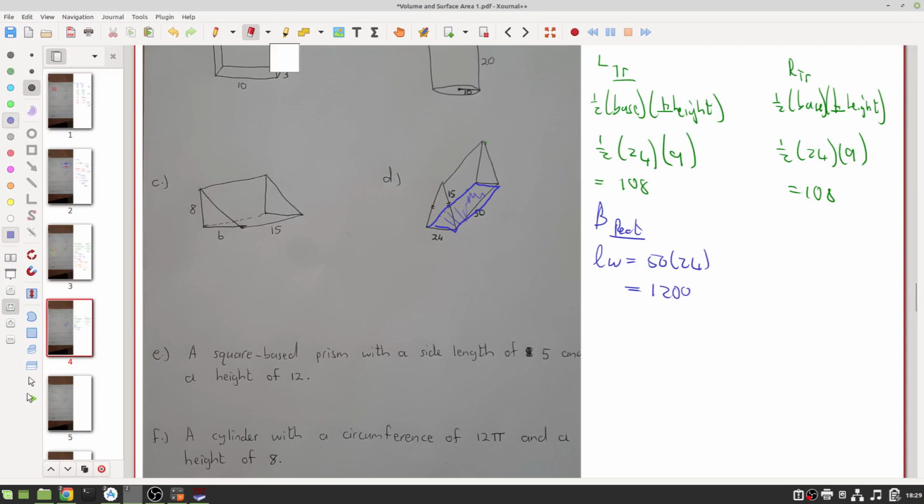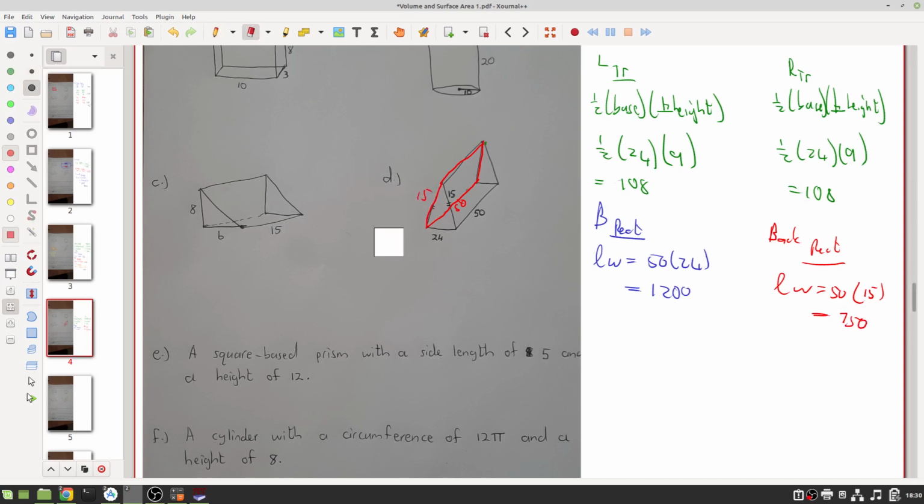Got that area now. Next up, what's the next rectangle we want to look at? Well, there are two more, so let's look at this back one. That one there. So again, that is 50 and that is 15. So the back rectangle, that's going to be length times width, which in our case means 50 times 15. So that gives us 750.